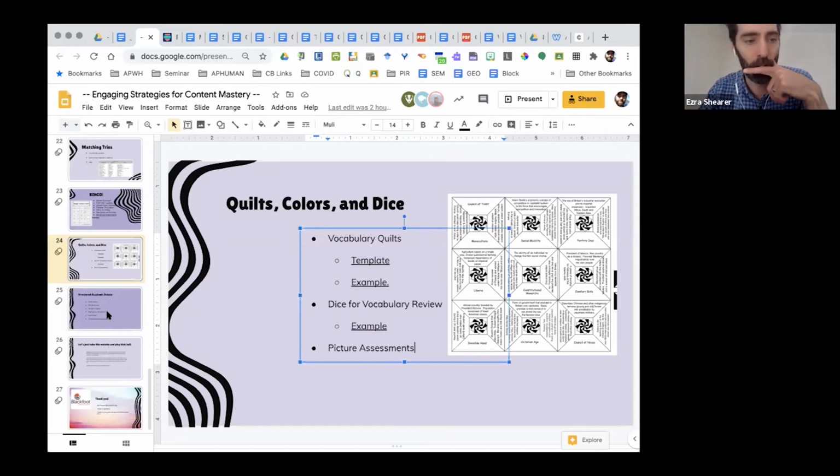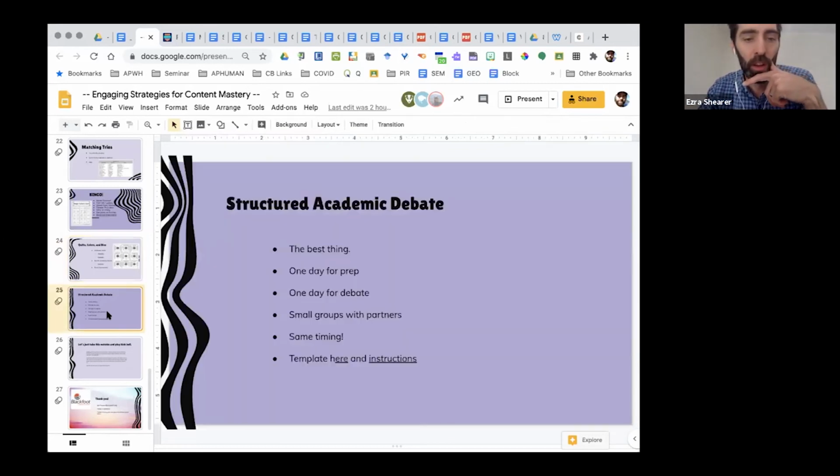Okay, we're almost there. Last one, tried and true for me, is called a structured academic debate. I used to teach debate. I never debated policy despite the rapid rate of speed. Classroom debates are a lot of fun. They really are challenging to kind of get the mechanics of it right.